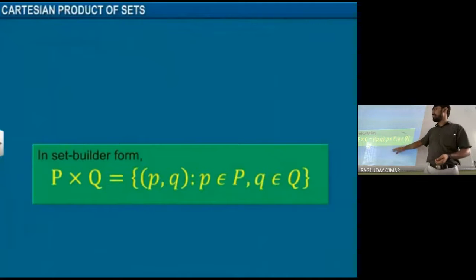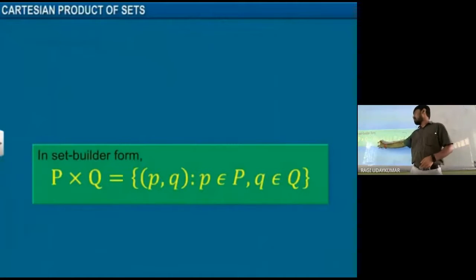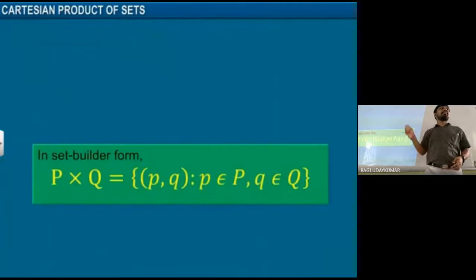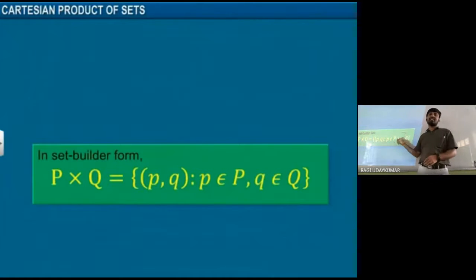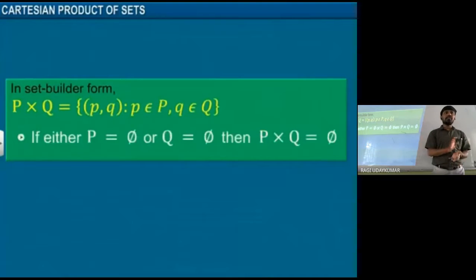P cross Q is equal to the set of (p, q), where small p is taken from the first set, that is P, and small q can be taken from the second set, that is capital Q. We write the set builder form of the Cartesian product of the two sets in this way. In the Cartesian product of two sets, compulsorily only ordered pairs will be there.